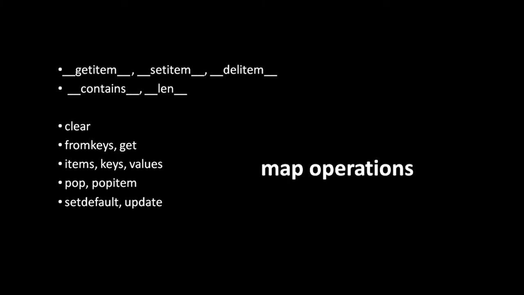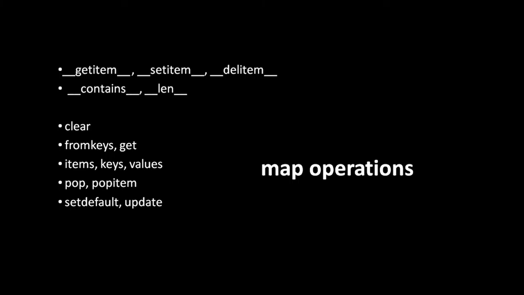We invoke the fromKeys method by passing to it a sequence, and then what we get back is a new dictionary, a new map, containing just those items from the original with keys specified in the sequence. The get method works like getItem, except rather than throw an exception, if the key isn't found, it'll just return a default value, the value None, unless you actually pass to get a second argument, which is then the default value returned when the key isn't found.